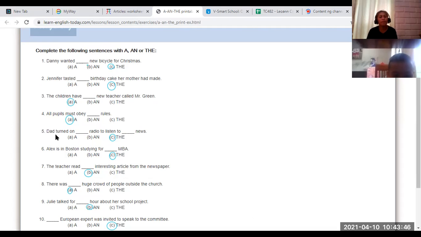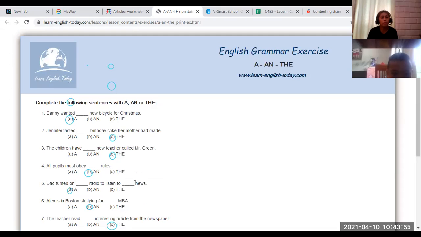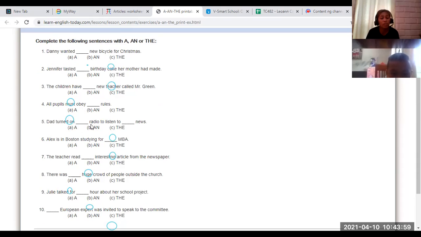Dad turned on blank radio to listen to the news. Turn on. Number five, the radio. Okay, Dad turned on the radio to listen to the news. Your answer here is letter C, the radio, the news. That's the correct answer. You use the radio because you are talking about a specific thing, which is the radio.